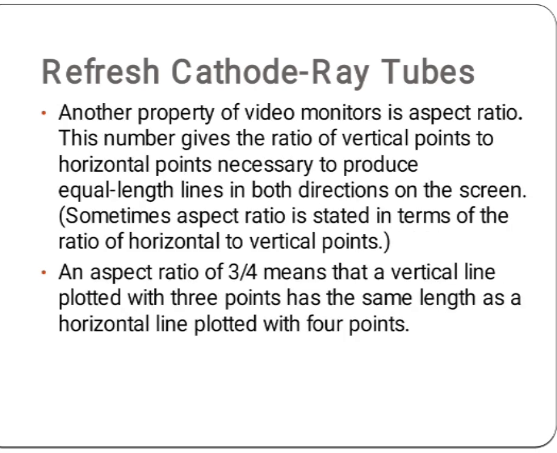Another property of video monitors is aspect ratio. This number gives the ratio of vertical points to horizontal points necessary to produce equal length lines in both directions on the screen. Sometimes aspect ratio is stated in terms of the ratio of horizontal to vertical points. An aspect ratio of 3/4 means that a vertical line plotted with 3 points has the same length as a horizontal line plotted with 4 points.